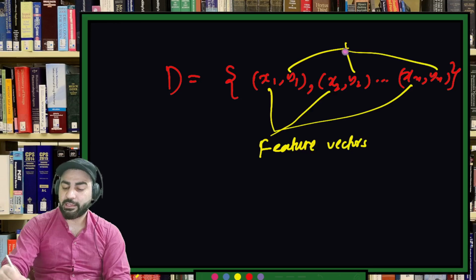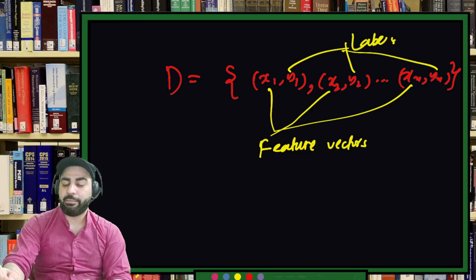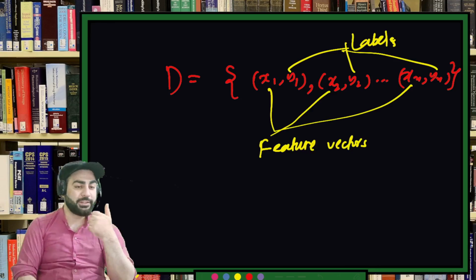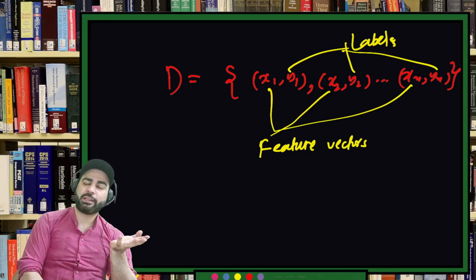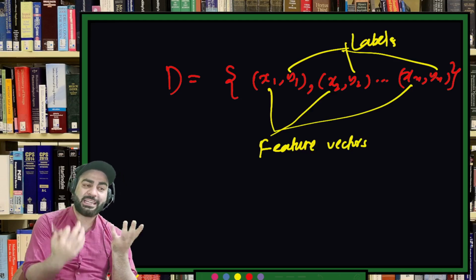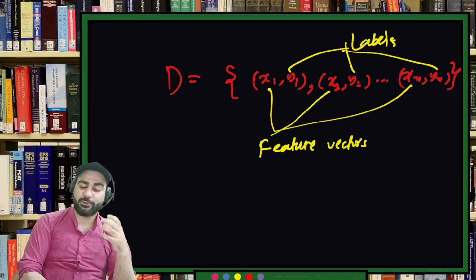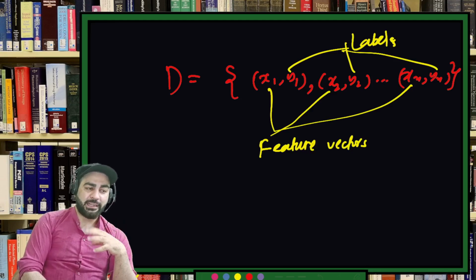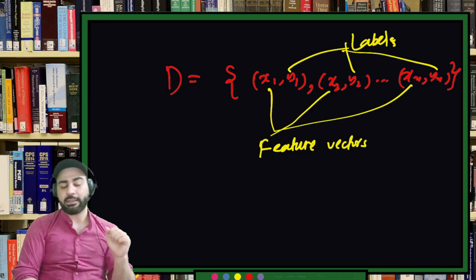So this and this, they are my labels. If my data set is given like this, I have features and the corresponding labels given to it, and I feed this into the machine learning algorithm. So in this setting, I call this a supervised learning algorithm, because I am giving the data set and I am also giving the corresponding labels to it.